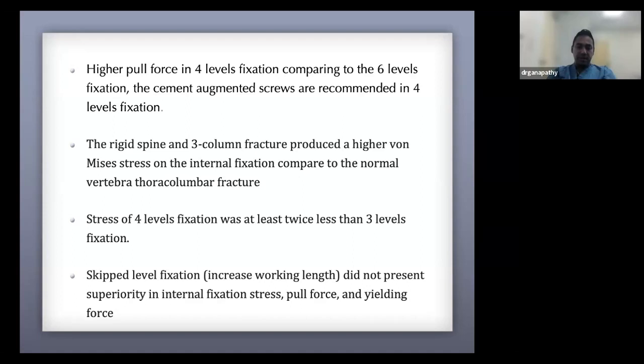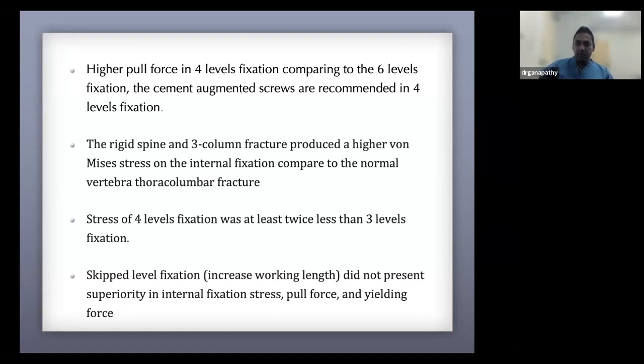Which is, again, the reason why at least 2 above, 2 below is recommended, if not more. Skip level fixation, which is what is working length. As people know, a working length is basically the distance between a fracture and the screw above and the screw below. So the fracture to the screw above is 1 working length, and below. So that's the working length of the fracture.